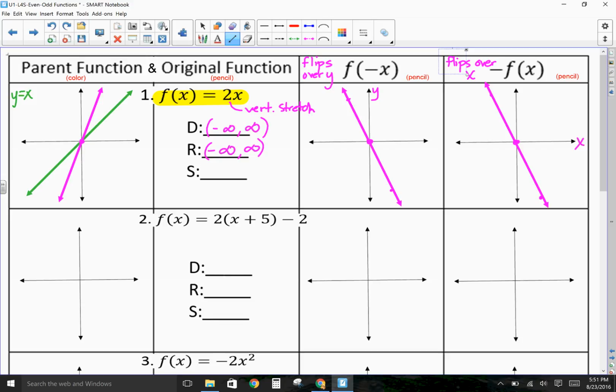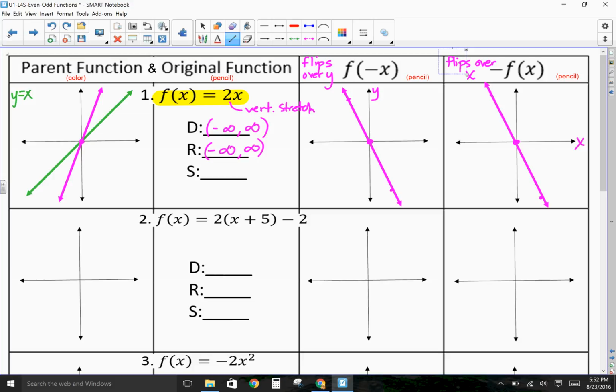Okay, so we graphed them both. And I hope you can see that we have 1, 2, 3 different graphs. Okay, and we have to determine whether this function has symmetry, or is an odd function or an even function, what kind of symmetry it has.